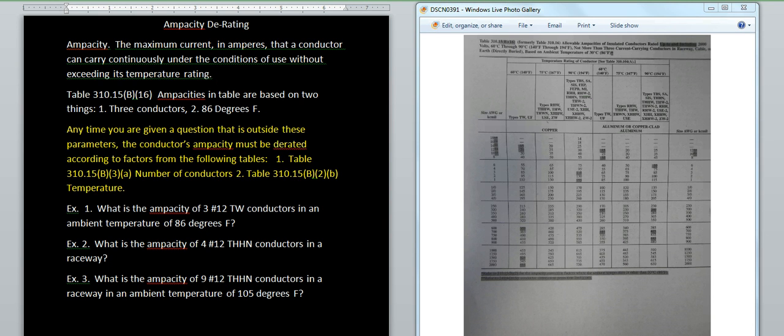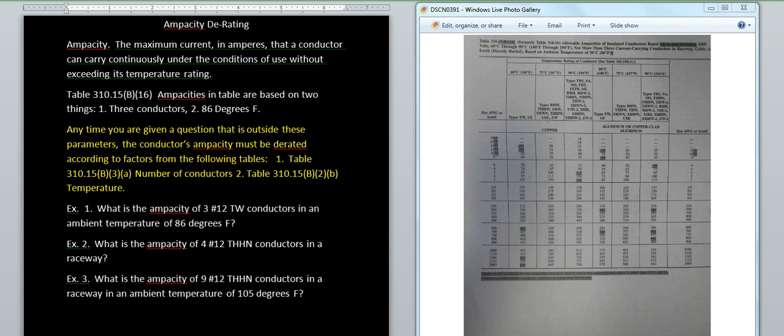Okay, so this begins our discussion on ampacity, and I thought I'd put this on a video so that you could refer back to it when you need to. But it's a very simple concept: the ampacity of a conductor is the maximum current in amperes that a conductor can carry continuously under the conditions of use without exceeding its temperature rating.